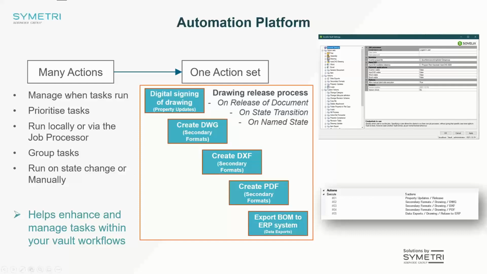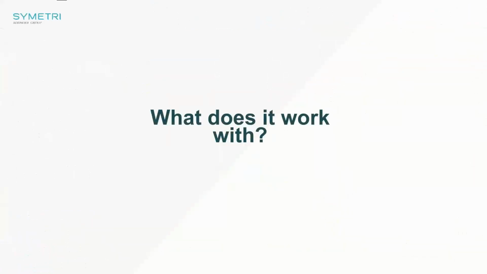So with Sovelia Vault, we can manage when tasks are run. We can prioritize tasks. We can run locally or via the job processor, as I said. We can group tasks, so we can group select files and run a task on all of those files in one go, and it'll add a bunch of tasks to the job queue. And we can run on state change or manually, and this helps us manage and enhance the tasks in our Vault workflow. So what does it work with?